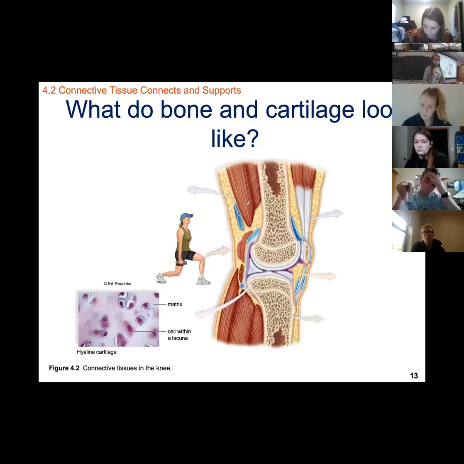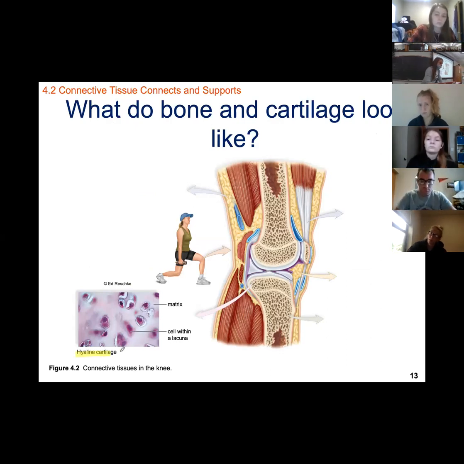So let's look at a picture here. On the bottom, we have hyaline cartilage here on the bottom. That matrix is the space in between, and this is the lacuna, the cell within a lacuna. Good. This is that connective tissue in the knee. So what do bone and cartilage look like? A knee is a great example of that.